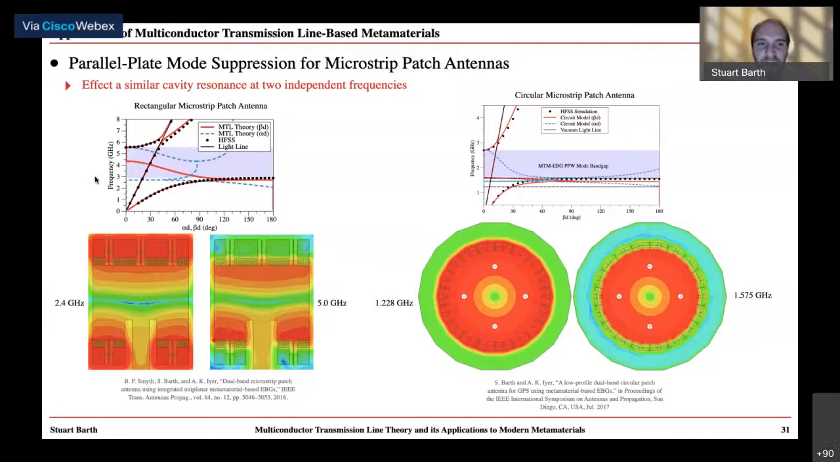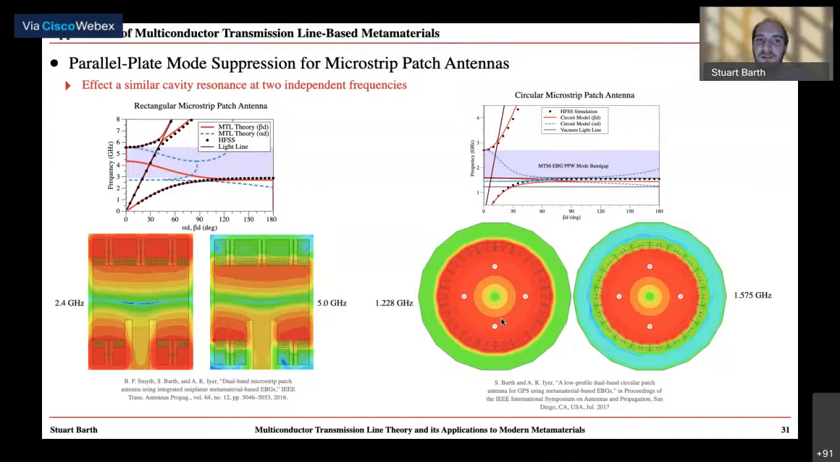And you can see in this dispersion diagram, just verification, sorry, of the dispersive properties of the unit cell, where we have propagation at 2.4 gigahertz and a bandgap region at 5 gigahertz. This was also used to affect dual band patch antenna in a circular form for use in GPS antennas. And again, you can see that at one frequency, the fields pass through the metamaterial bandgap layer. But at a second frequency, shown on the right, the fields are contained inside of this metamaterial ring, such that the cavity mode resonates at a different controllable frequency.